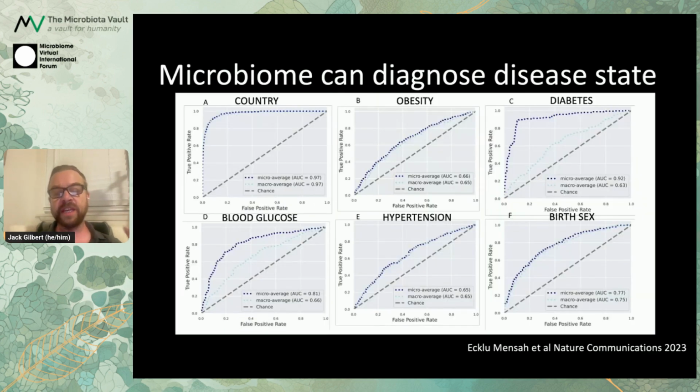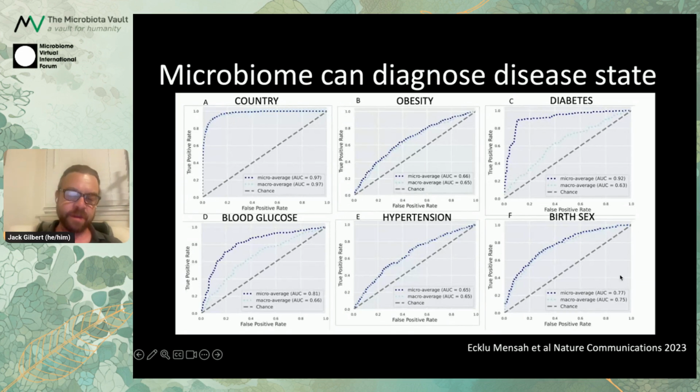We're also able to take microbial profiles and use them as metrics to predict outcomes in this population because we've been able to follow them for so long. So, for example, while we can predict which country you come from with very high accuracy, we're also able to predict your risk of diabetes and blood glucose with quite high accuracy, at least 10 years prior to the onset of the disease. Obesity and hypertension less so.